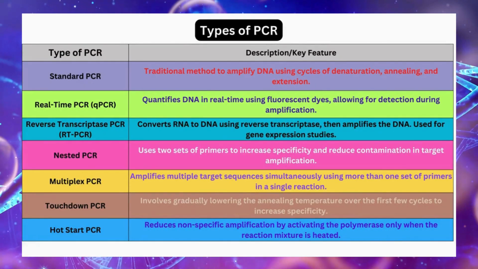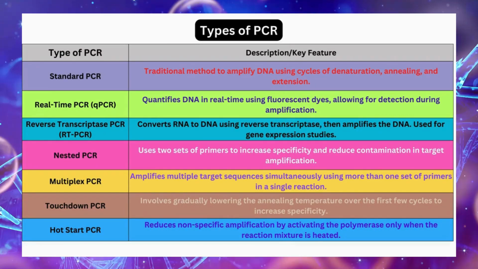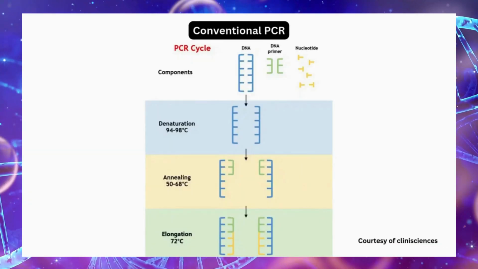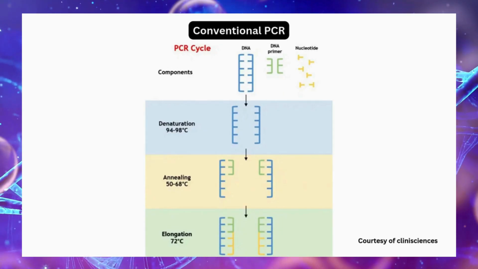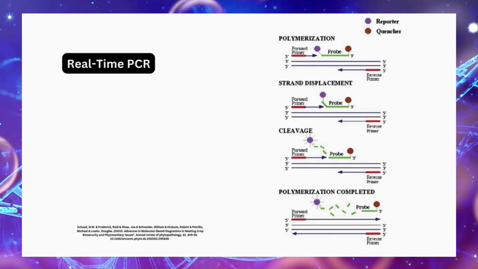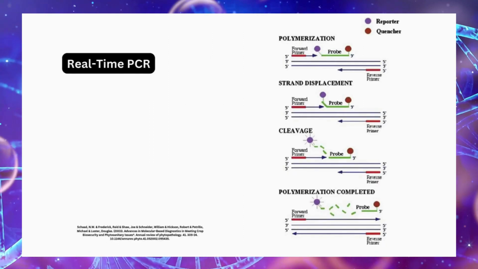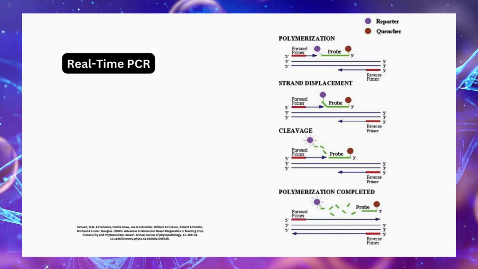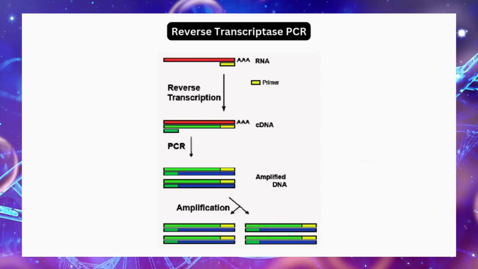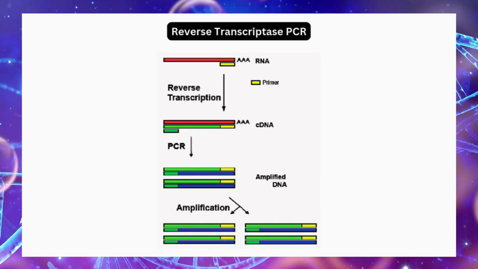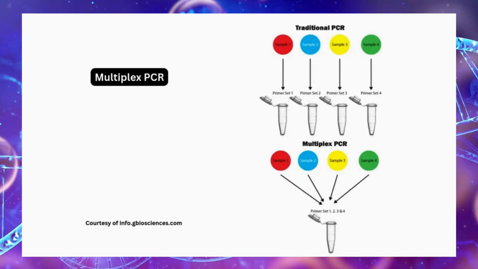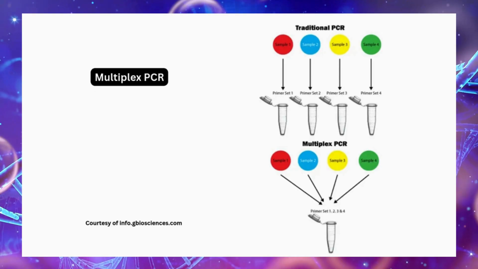Types of PCR include several variations designed for specific applications. The conventional form is simple, used to identify DNA segments, following typical denaturation, annealing, and extension steps. Real-time PCR measures DNA amplification in real time, allowing quantification of the DNA. Reverse transcriptase PCR converts RNA into complementary DNA or cDNA before amplification. Multiplex PCR amplifies multiple DNA targets in a single reaction by using more than one primer pair.